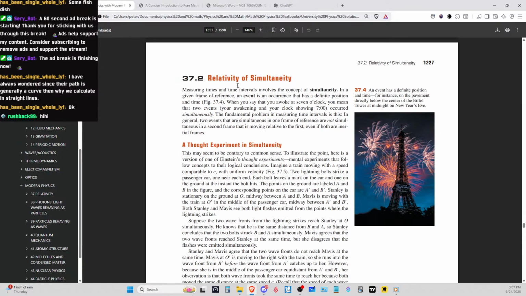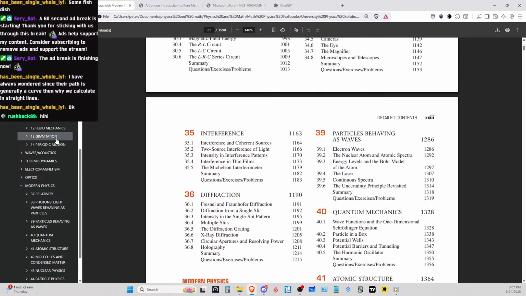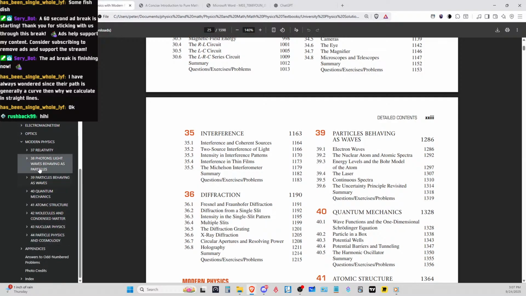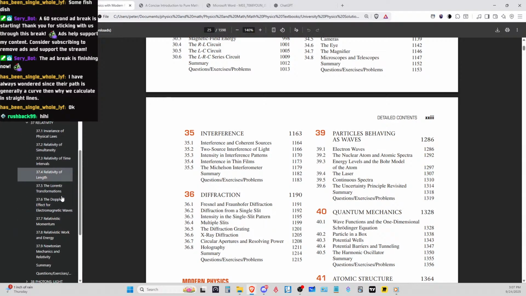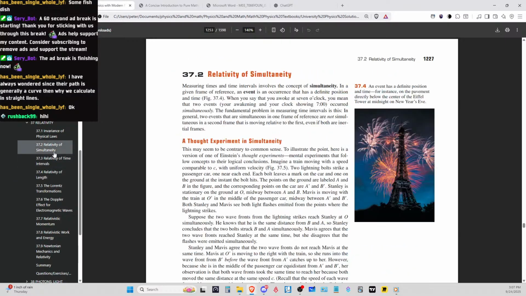Okay. Relativity of simultaneity. Oh, didn't mean to do that. What happened? Let's go back. Relativity, where was it? Was it length? Here? Simultaneity, okay, here it is.